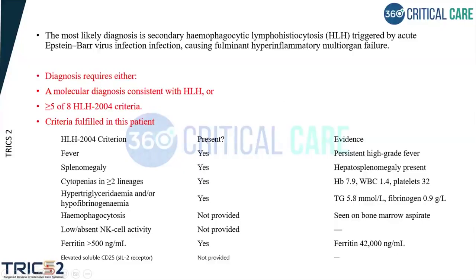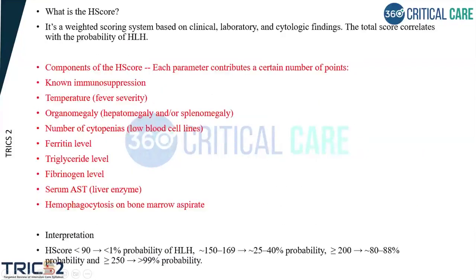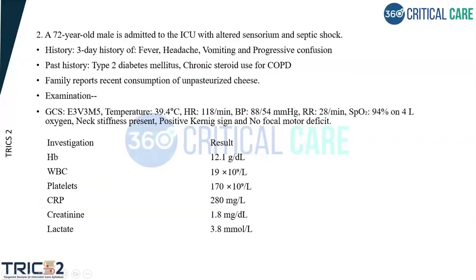Also, if you go to the question here, they've asked about the HLH 2004 criteria. This is an old criteria, so you should also know the recent update of the diagnostic criteria. The recent update was given in 2014, that is your H score. The H score is a weight-based scoring system which is based on clinical, laboratory, and cytological findings, and the maximum score given is around 250. So this is about the first question, their most common question.